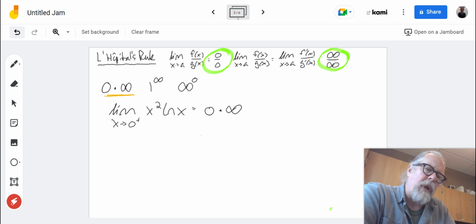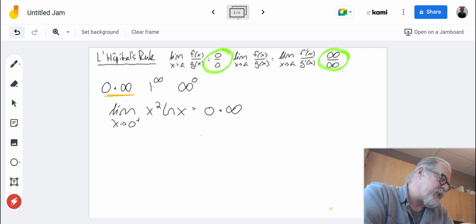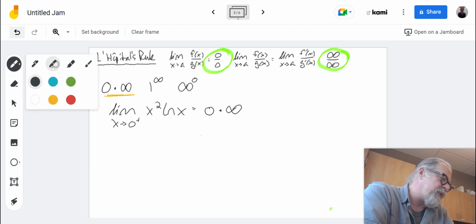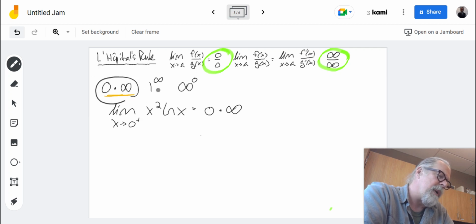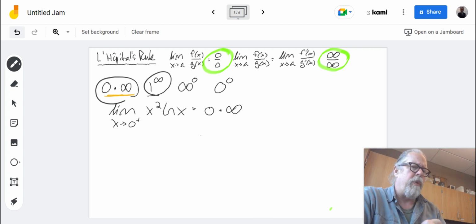We're going to quickly look at three new setups. I've written infinite to the 0, but the examples that I'm going to show you are 0 times infinite, 1 to the infinite, and 0 to the 0. I'm going to try to go through them fairly quickly to keep this video short.